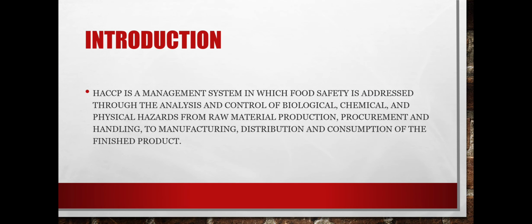HACCP is a management system in which food safety is addressed through the analysis and control of biological, chemical, and physical hazards, from raw material production, procurement, and handling to manufacturing, distribution, and consumption of the finished product.